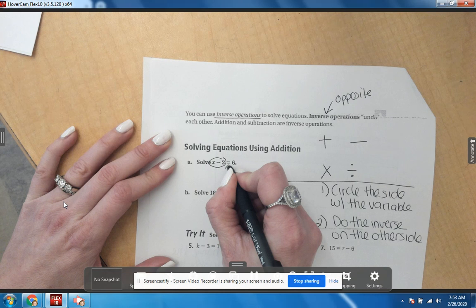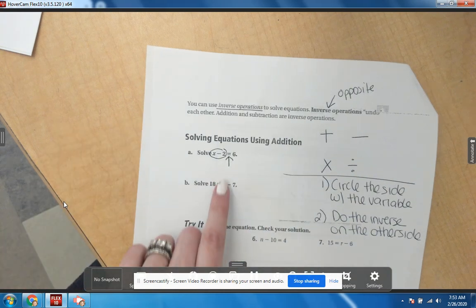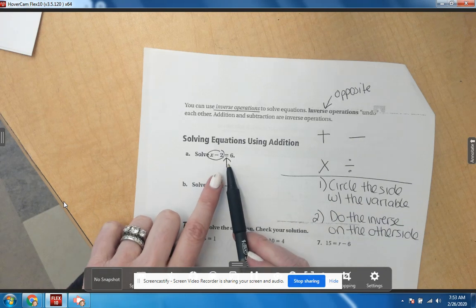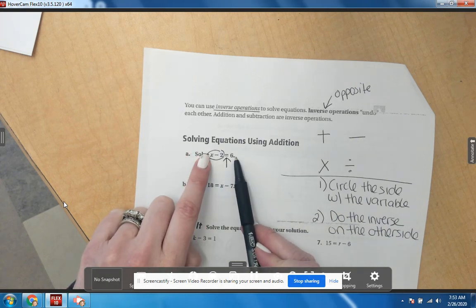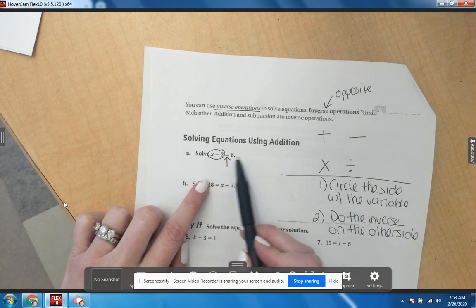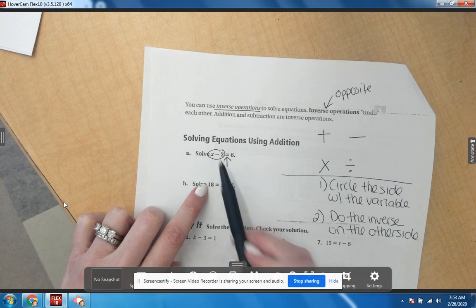Now, the middle of a problem is the equal sign. So even though it doesn't look like the middle of the problem, the equal sign is what separates the answer from the actual problem. So that's the middle. So when I'm saying circle the side with the variable, I'm saying the left or the right of the equal sign. In this case, it's the left.